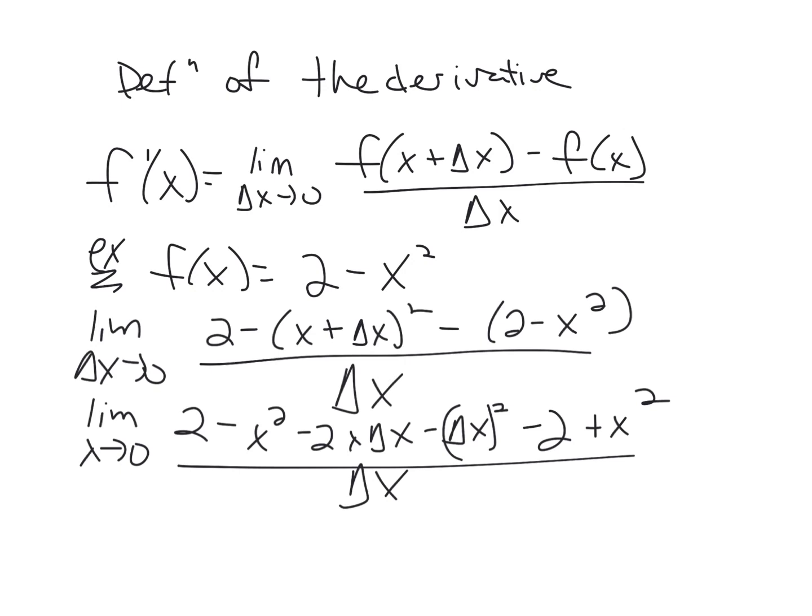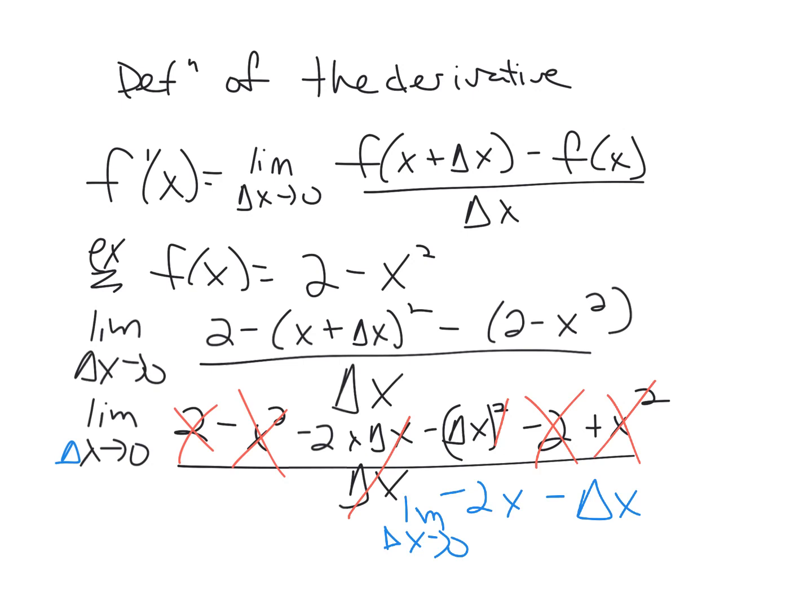What happens? Do we see things cancel? Yes, we sure do. X squareds cancel, 2 minus 2, and then we get what's left over. Now we can cancel out everywhere we see change of x, at least one of them. Leave me with 1. I have 1 left over because I have negative 2x minus change of x, and the limit as the change of x approaches 0, so this goes to 0, and I'm left with just negative 2x as your answer. And so negative 2x is the derivative of this function right here.